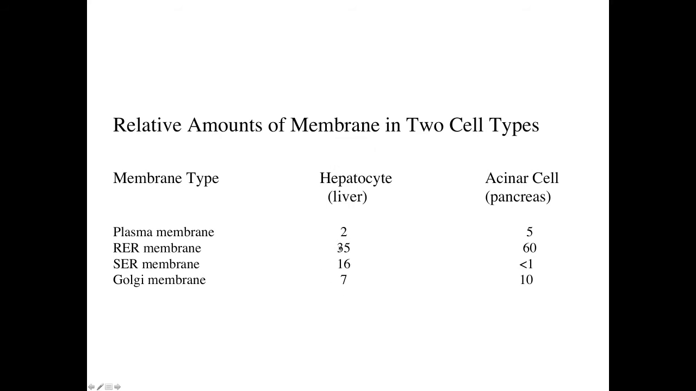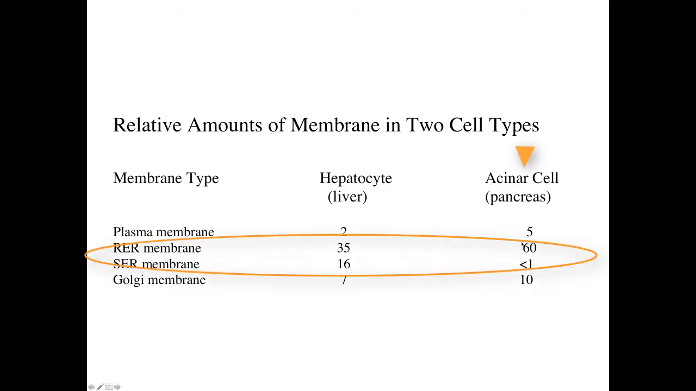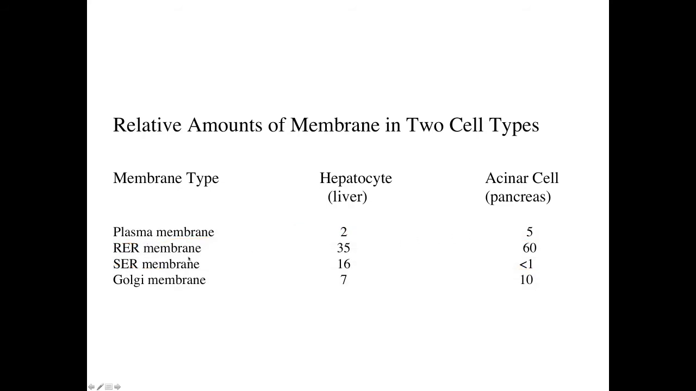But then compare the hepatocyte to a pancreatic acinar cell. The pancreatic acinar cell is highly specialized for secretion, for exocytosis, for proteins that are going to be excreted from the cell. In such a cell, there's almost twice as much rough ER as in the hepatocyte. So a cell highly specialized for protein secretion has way more rough ER than a typical cell. On the other hand, the acinar cell is not so involved in lipid biosynthesis, not so involved in detoxification of xenobiotic substances, so it has very little smooth ER compared to the hepatocyte, which is involved in lipid biosynthesis and in detoxification of a lot of foreign substances. So the distribution of rough ER and smooth ER to a great extent reflects the metabolic activity of a cell.